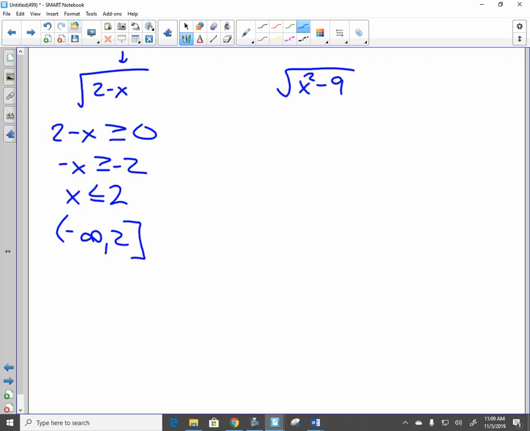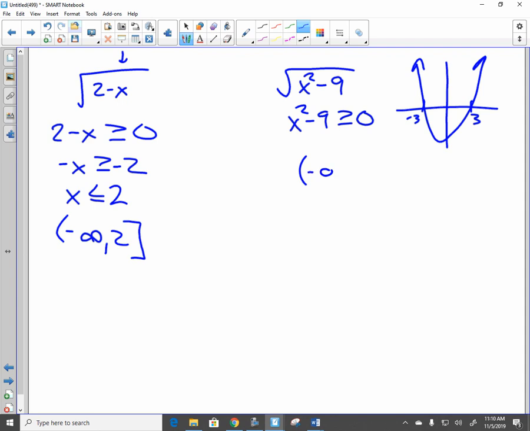All right, x squared minus 9. The square root of x squared minus 9. What do I do there? x squared minus 9 greater than or equal to 0. How do I solve a quadratic that's greater than or equal to 0? Got to graph it. It goes through negative 3 and positive 3. So where is it greater than or equal to 0? Negative infinity to negative 3, union with 3 to infinity.